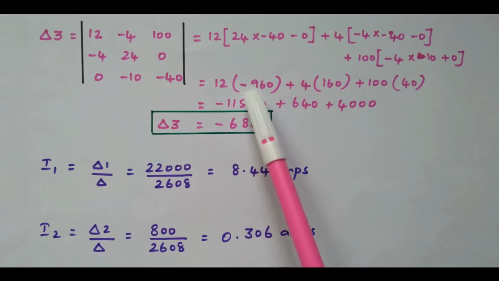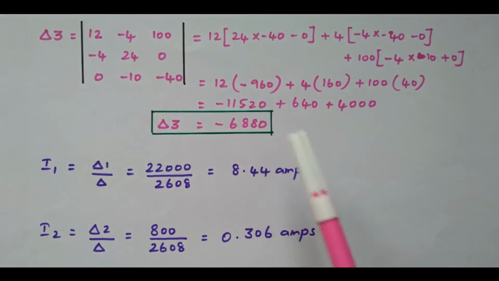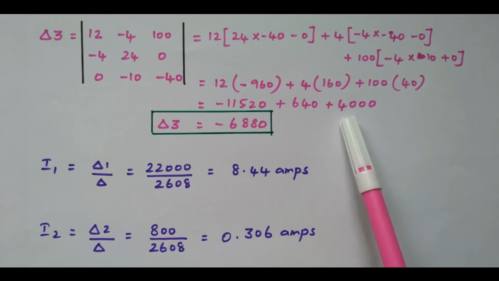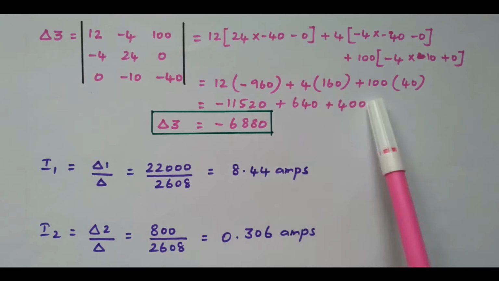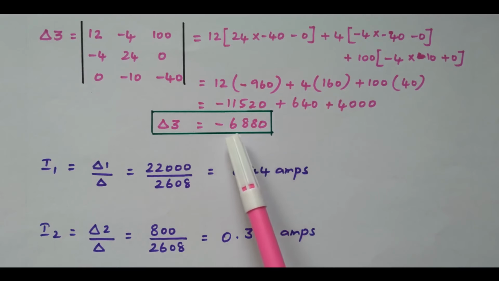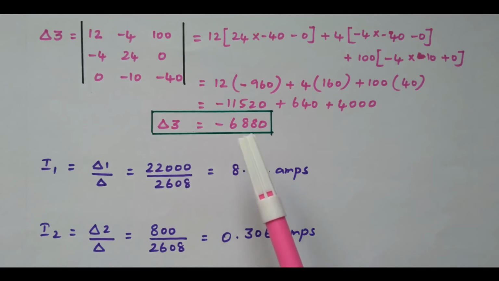So 12 into minus 960 is minus 11,520. Plus 4 into 160 is 640. 100 into 40 is 4,000. Now we need to add. Only this is negative, these two are positive. So the final value is minus 6,880. So delta 3 we are getting negative value. Delta 1, delta 2 we got positive. Delta 3 we got negative.